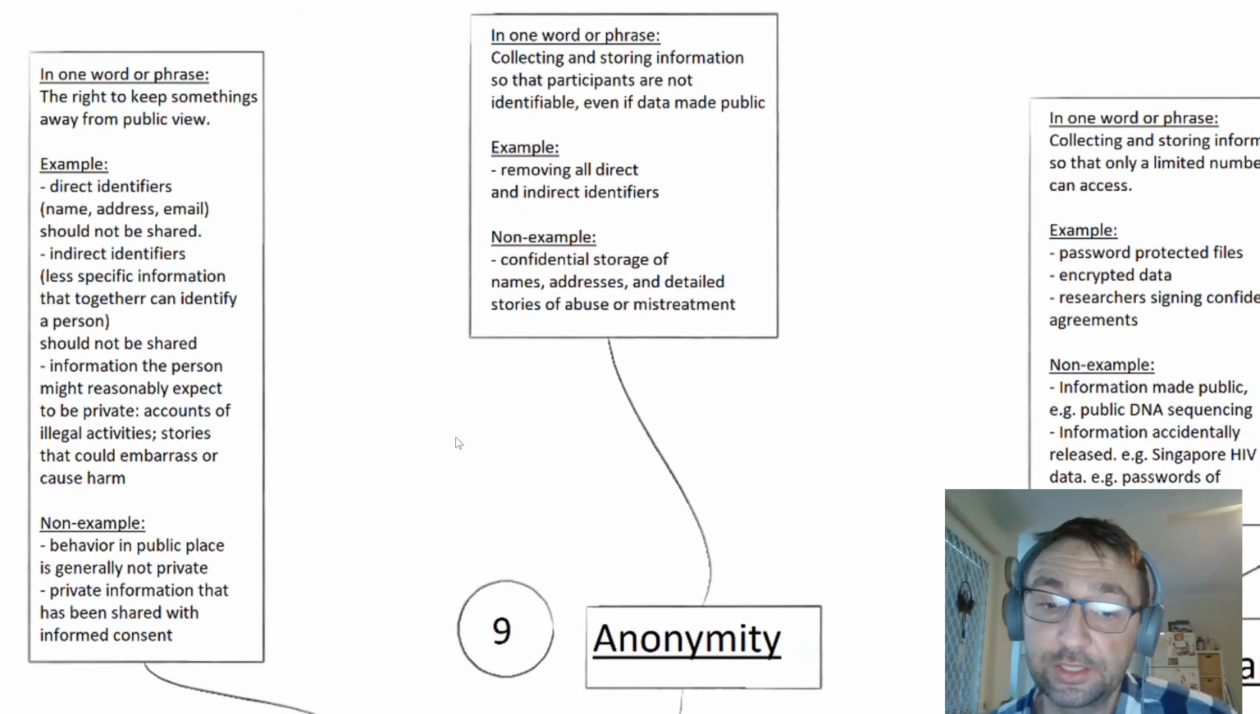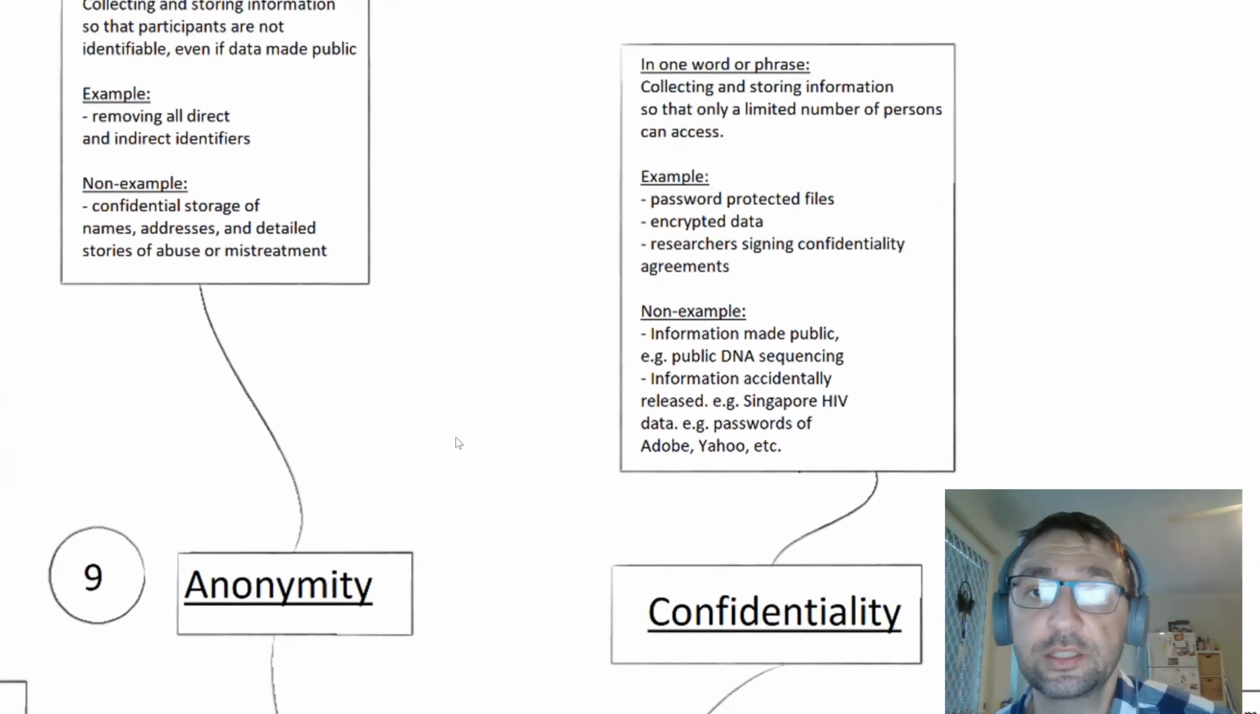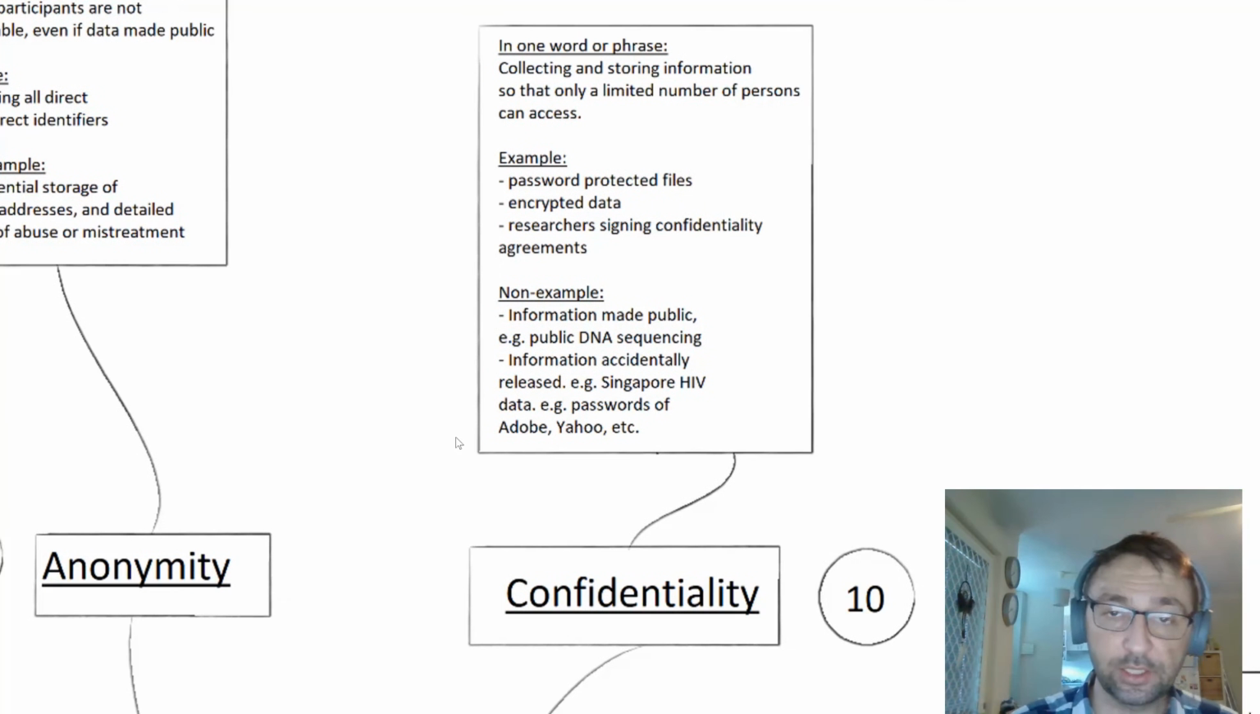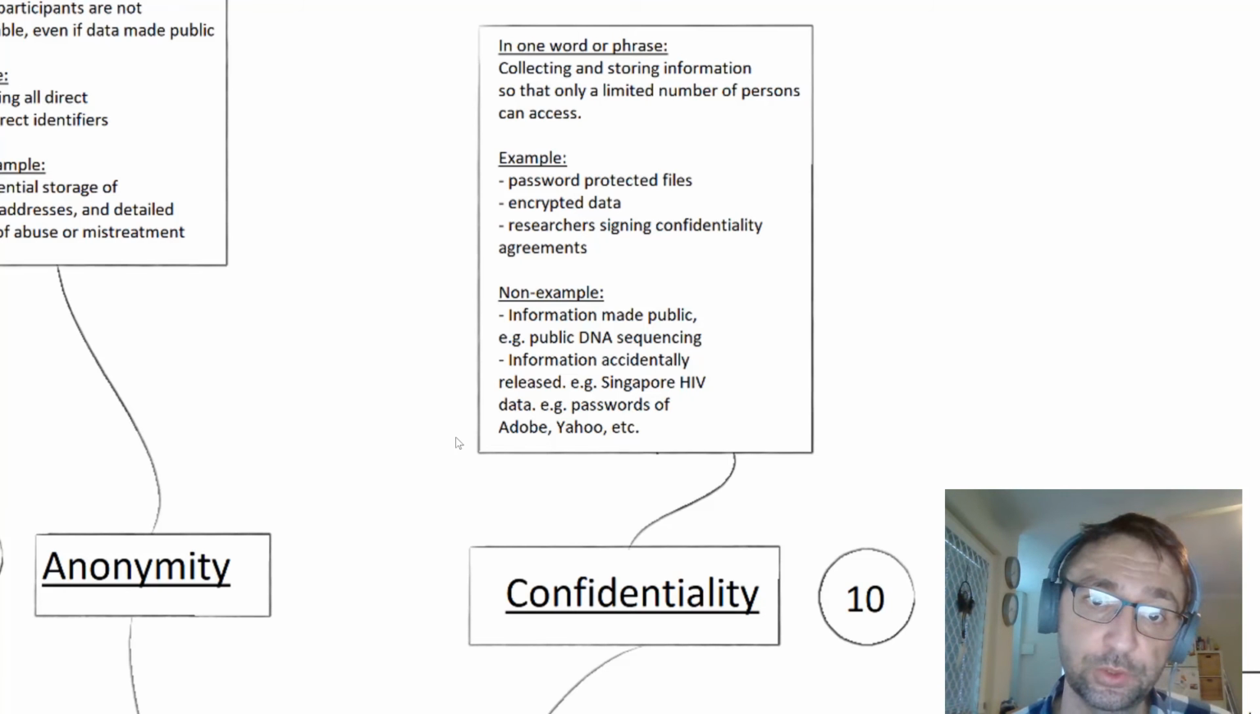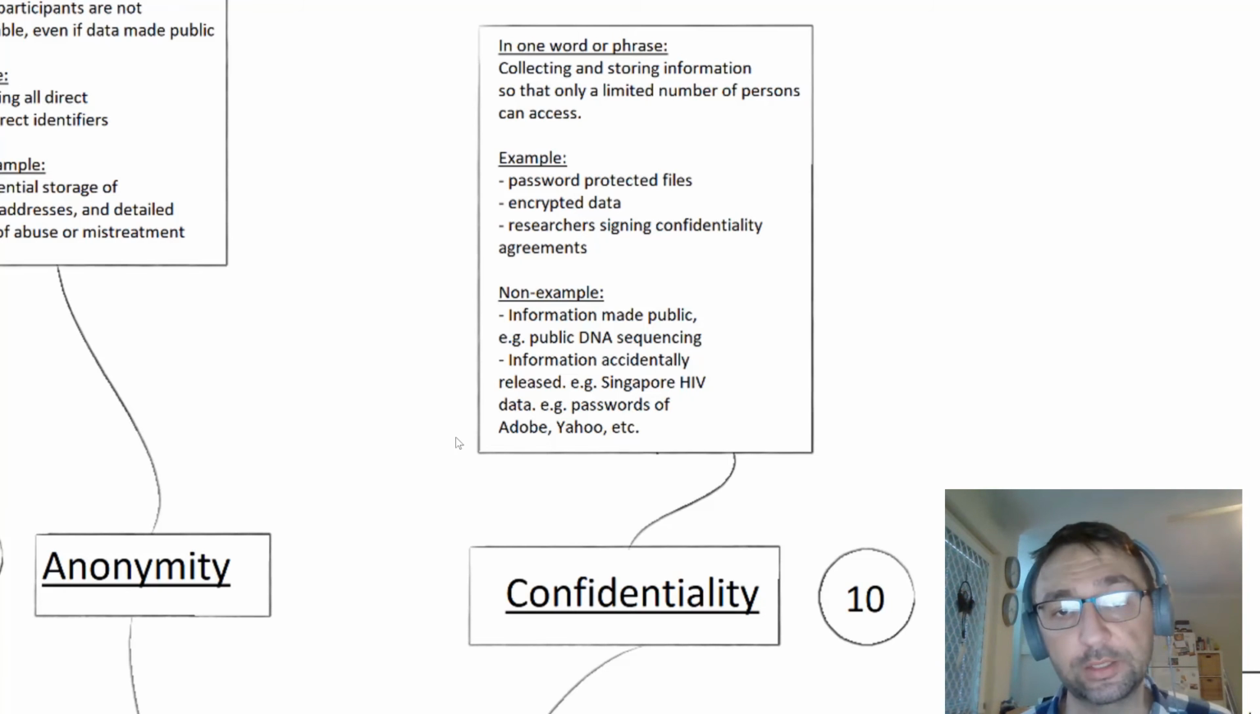So confidentiality, we're going on to slide 10 here, is basically collecting and storing information so that only a limited number of people can access it. So you do this through things like password protected files, encrypting data, having researchers sign confidentiality agreements, which is probably what I'm going to have all of you do, so that you agree that even if you are revealed information, you won't pass it on.